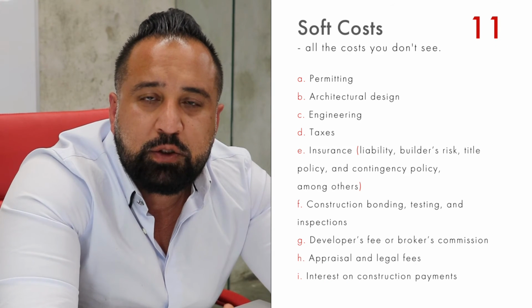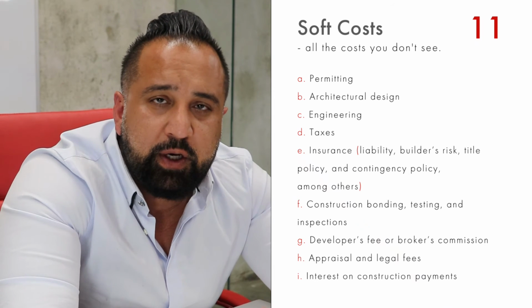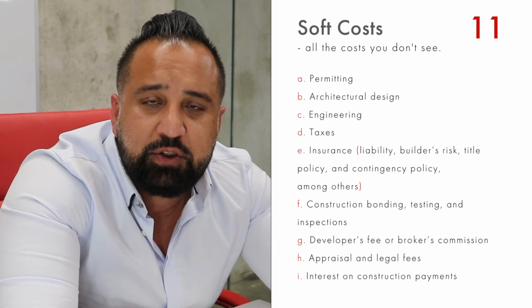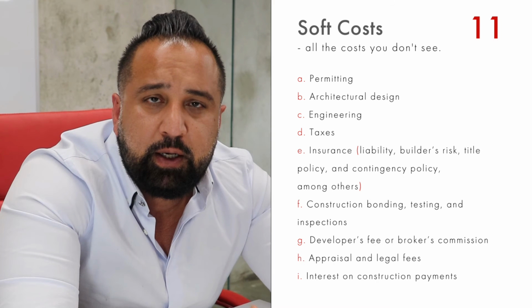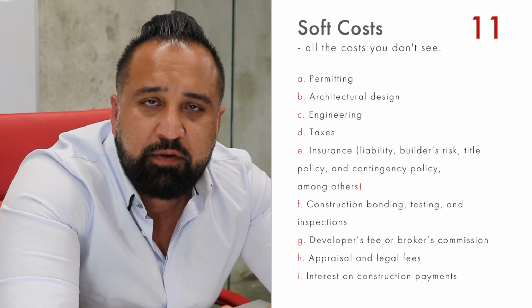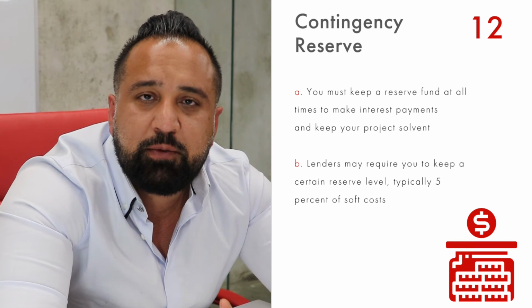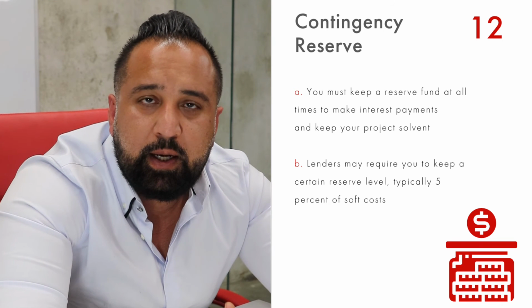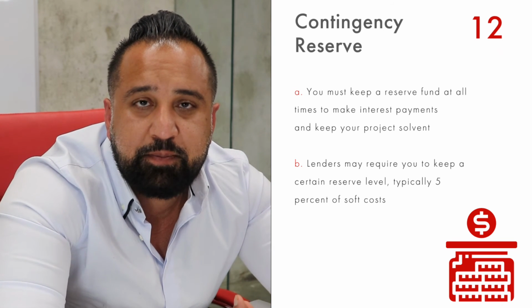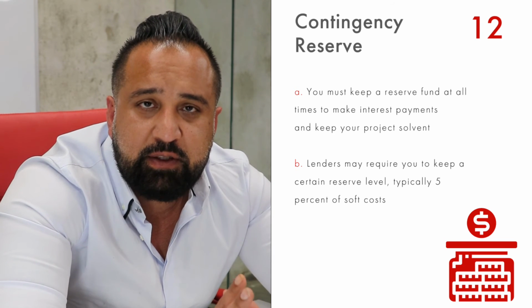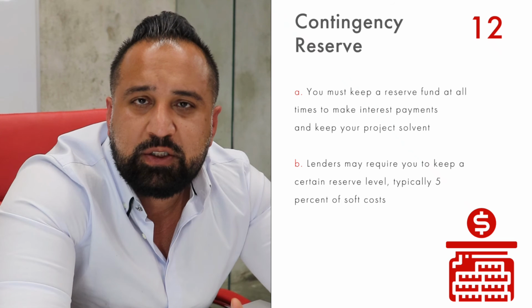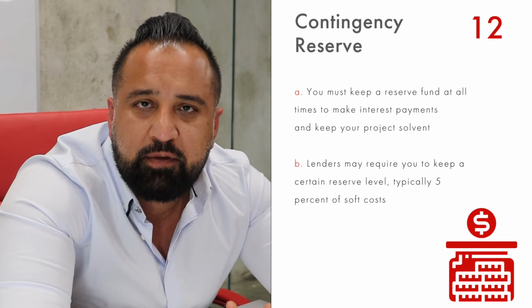Number three is called soft cost. Soft cost is typically your engineering fees, your architectural design fees, your permitting fees, your third-party inspection fees, and your broker commission. So all the miscellaneous costs that occur typically fall under the soft costs. Number four, which is often overlooked, is called contingency reserves. Now this is very important and is overlooked a lot. I've seen it happen. It is basically having contingency funds available to make your payments, interest payments, and making sure your loan is solvent. Lenders typically will ask you to keep about 5% of your soft costs in reserves.